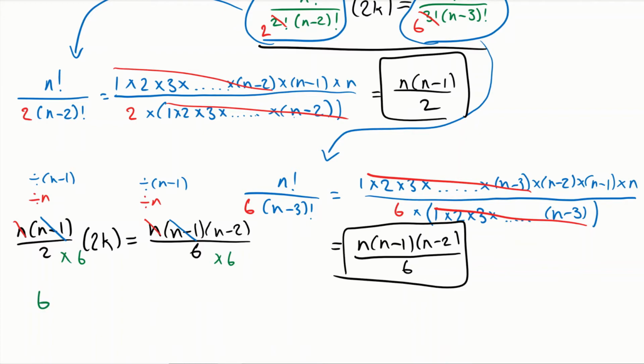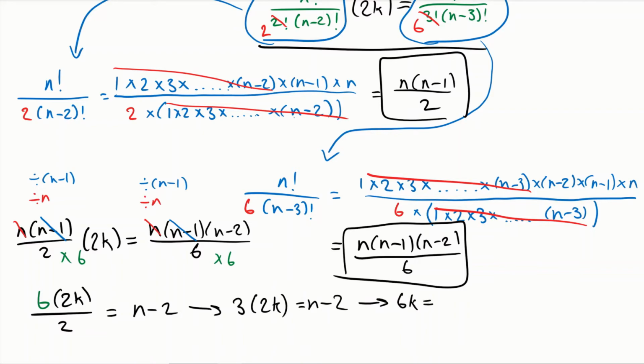So then we get 6 times 2k over 2 equals n minus 2. That simplifies to 3 times 2k equals n minus 2. Then further simplifying it, we get 6k equals n minus 2. Adding 2 on both sides, we finally get n equals 6k plus 2. And that's our answer for part A.